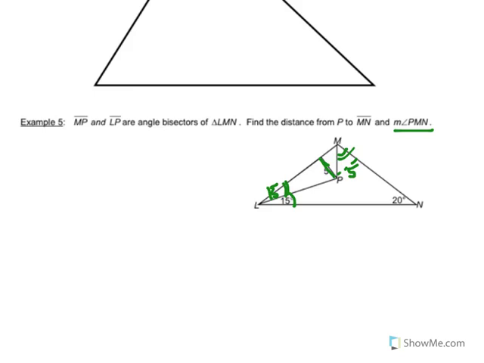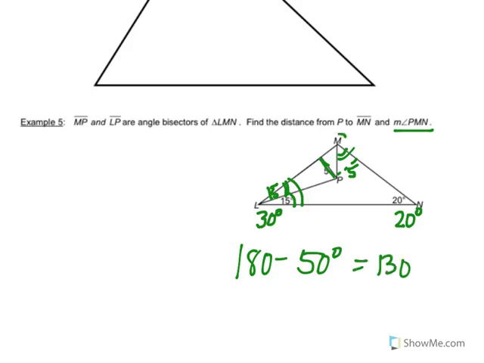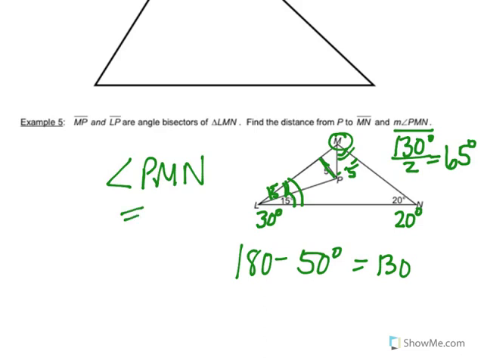Now let's see what else we know. Since these two angles were congruent and that adds up to 30, we know this angle L is 30 degrees, and this angle N is 20 degrees. We can add those up to get 50, and subtract that from 180, and know that this angle M is 130 degrees. And so if we divide that by 2, we get 65 degrees is the measurement of angle PMN. PMN equals 65.